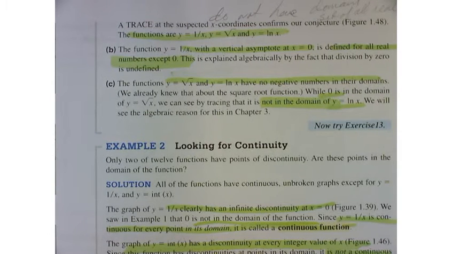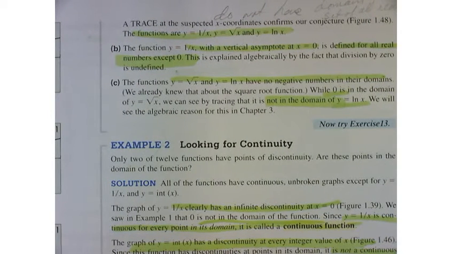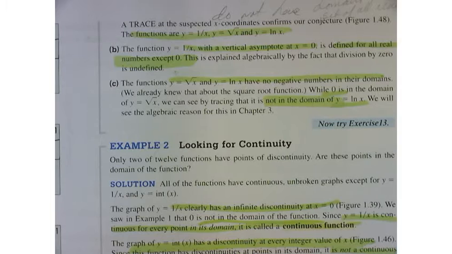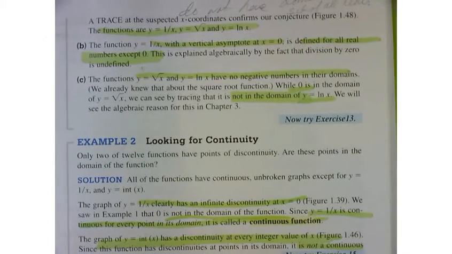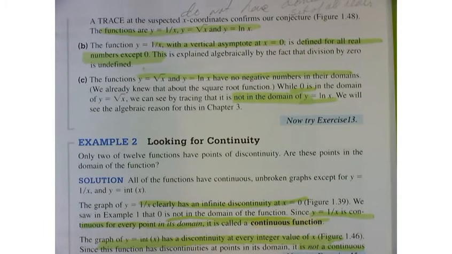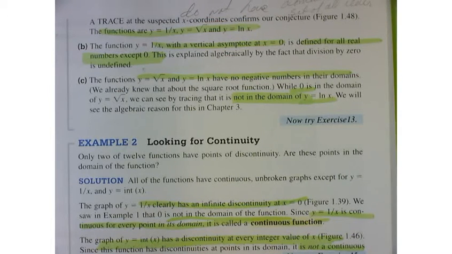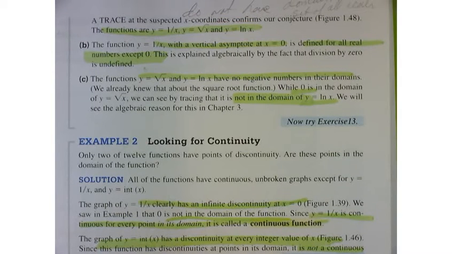We already knew that about the square root function. While 0 is in the domain of the square root function, because 0 squared equals 0, so you could take the square root of 0, we can see by tracing that it's not a part of the natural log function. And when we go to logs, I'll explain all that to you. The natural log function is a logarithmic function with a base of e. And when you look at that, you'll see why we have to restrict the domain.